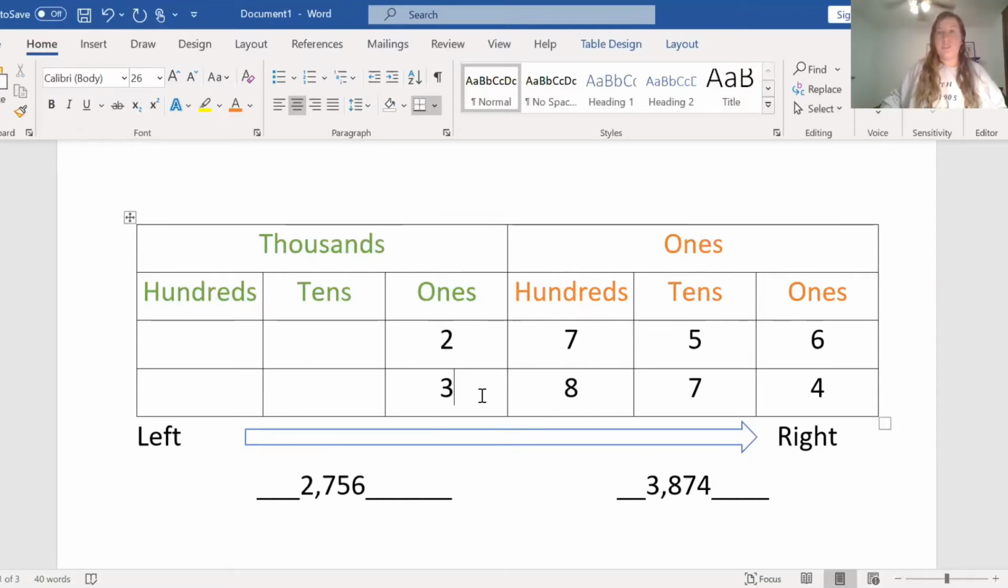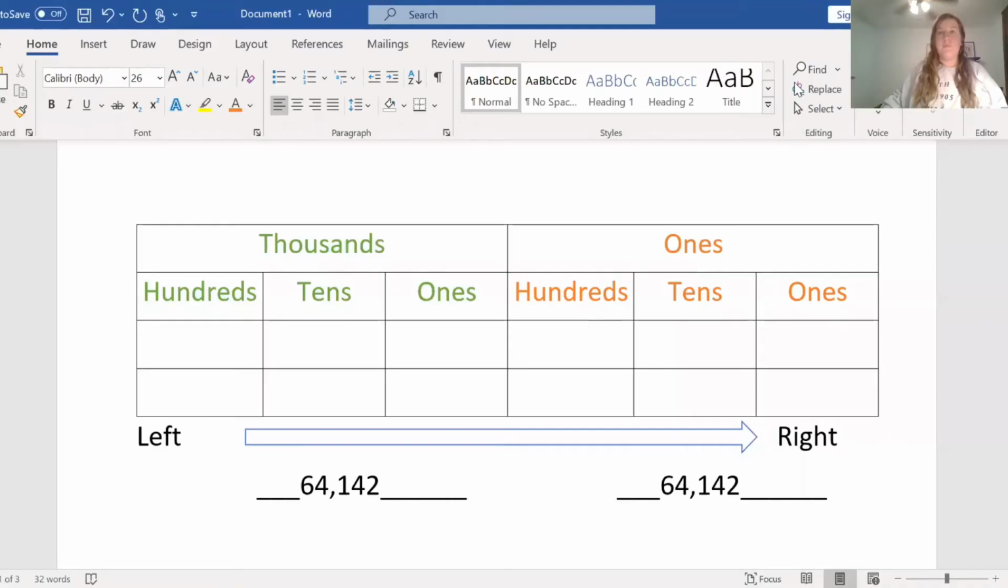Looking at these two numbers, which one is greater? You're right, 3. Therefore, 2,756 is less than, so I'm going to have my alligator mouth pointing the other direction, 3,874, right? So 2,756 is less than 3,874.